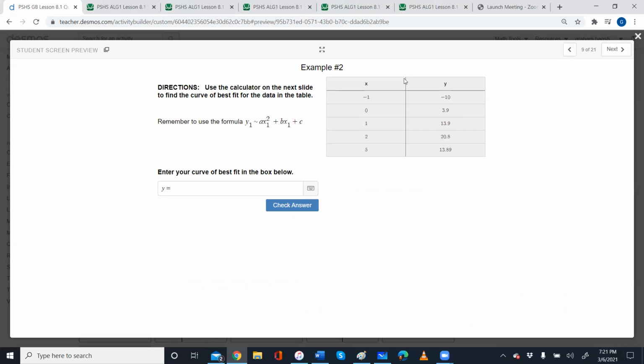So we're looking at example 2. Use the calculator on the next slide to find the curve of best fit for the data that you see here, and then use that equation.